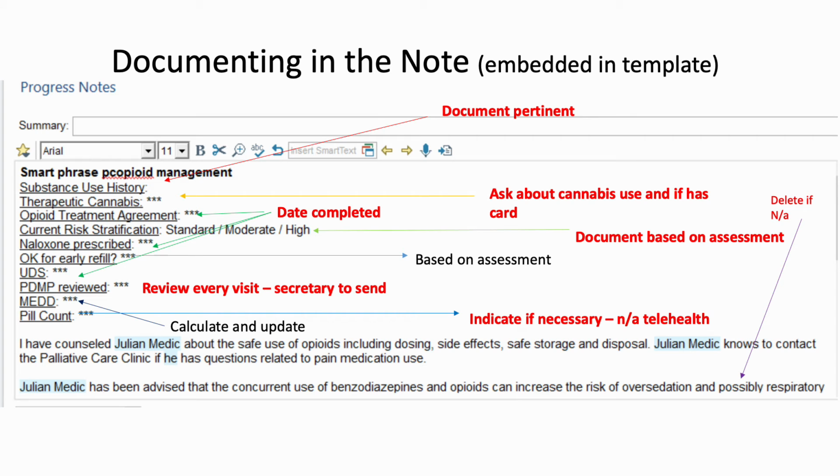Urine drug screening, you'll put the date and you will put the pertinent findings. I can put as expected, and the date done. PDMP reviewed, again, it needs to be reviewed every visit, and the secretary will send that to you by email the day before the visit. Morphine equivalent daily dose, you want to calculate and update each visit. And then the pill count, great. It may not even be necessary because it's not applicable if you're mostly doing telehealth.